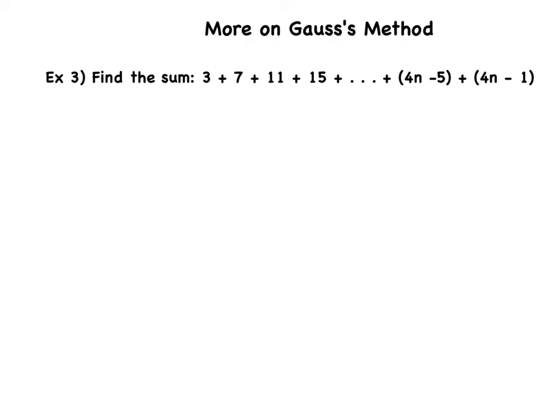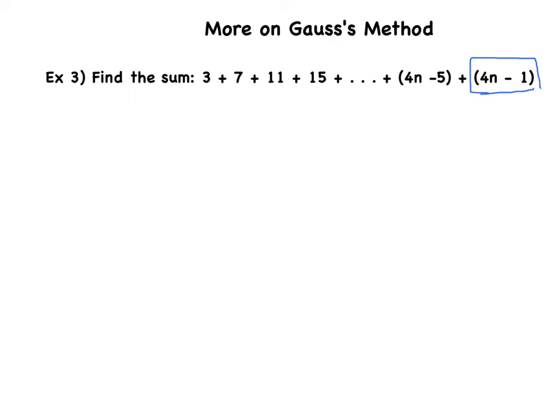Alright, welcome back. For those who were watching my last video on Gauss's method, this would be example 3, and we're still going to use the method to find the sum of a finite number of terms that are evenly spaced. And what you'll notice about this example here is that our last term isn't a number, it's an expression. And what this is telling us is that these numbers here are related in a certain way, and if I want to know any number in the list, I can use this expression here to figure out what it is.